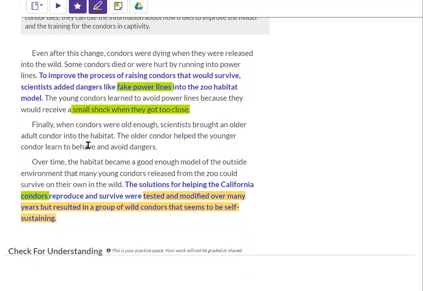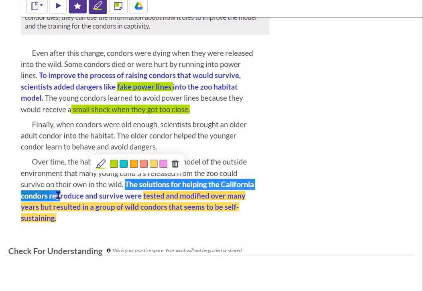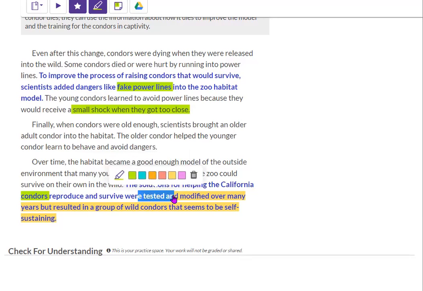And so you'll see that over time, there were several solutions that helped the condors reproduce and survive, right? The solutions were tested and modified or changed over a lot of years, so that they would become self-sustaining. And so you could even Google the amount of California condors today, right? It should be more than 22. I think it's around 200 or 500, depending on your source.